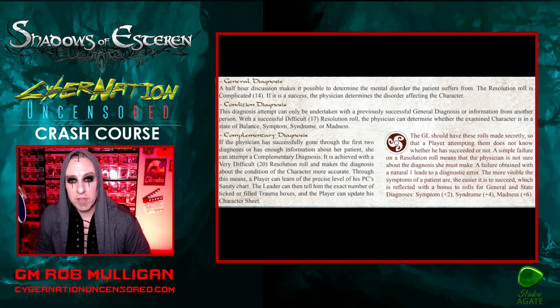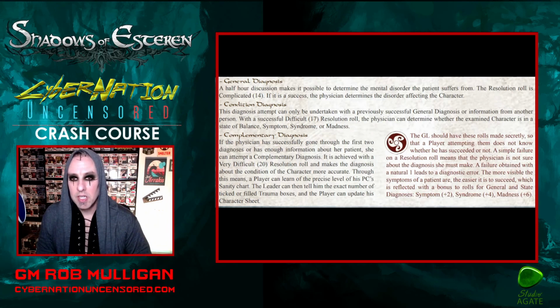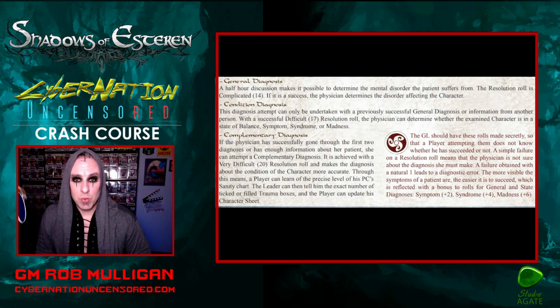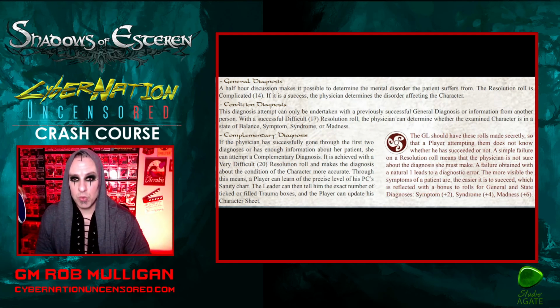A simple failure on a resolution roll means that the physician is not sure about the diagnosis she must make. A failure obtained with a natural 1 leads to a diagnostic error. The more visible the symptoms of a patient are, the easier it is to succeed, which is reflected with a bonus to rolls for general and state diagnoses.